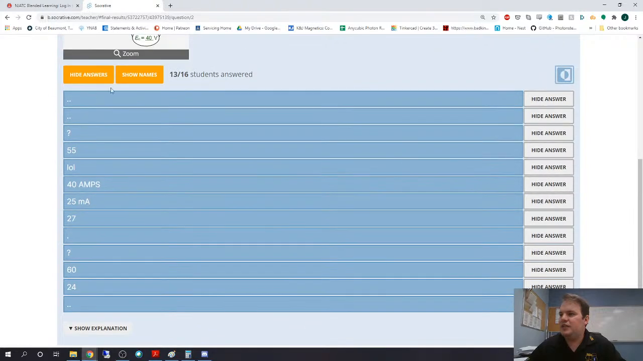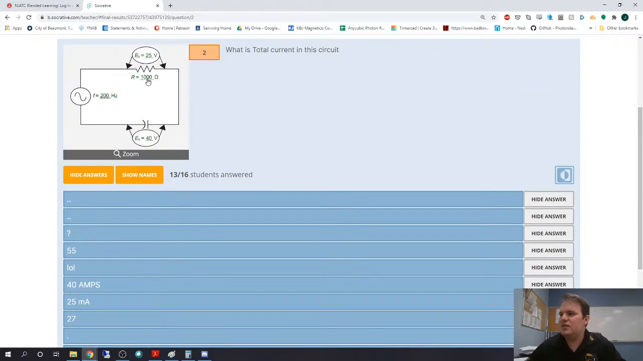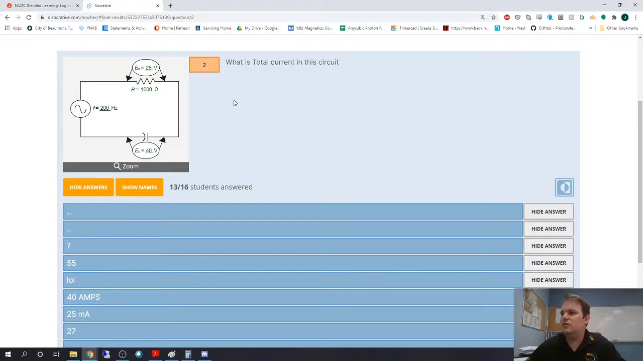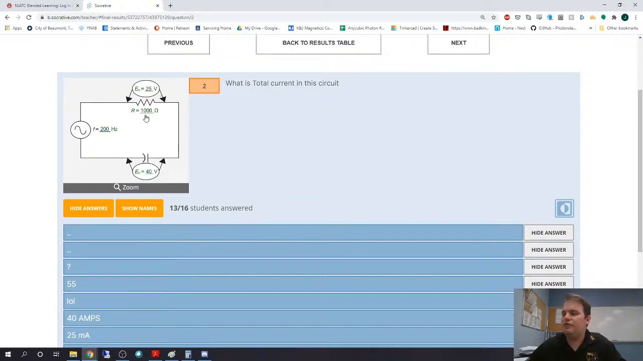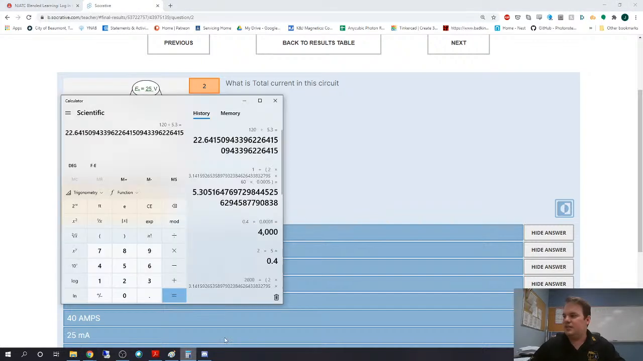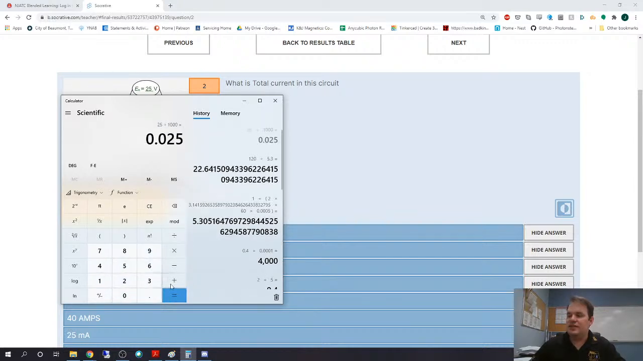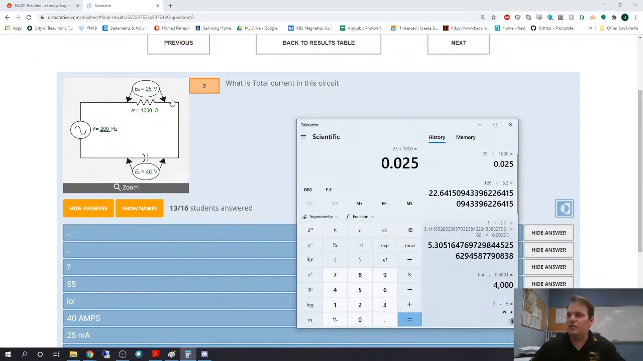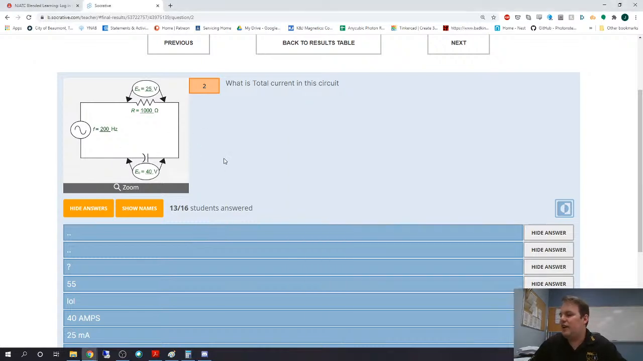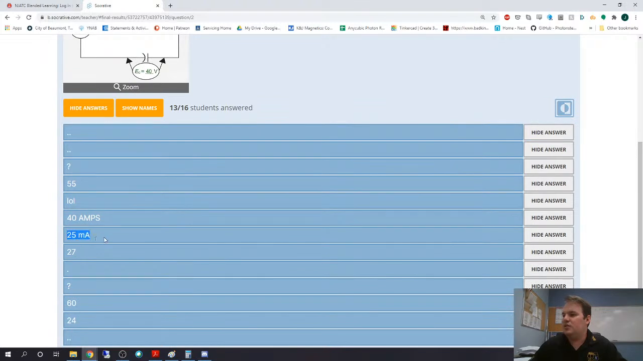Looks like we got a bunch of answers. Let's see, total current. You have 25 volts here and 1,000 ohms. So 25 divided by 1,000 is what you're going to have for amperage, because that's just basic Ohm's law, right? It's a series circuit, so current stays the same in a series circuit. And so 0.025, so 25 milliamps is the winner.